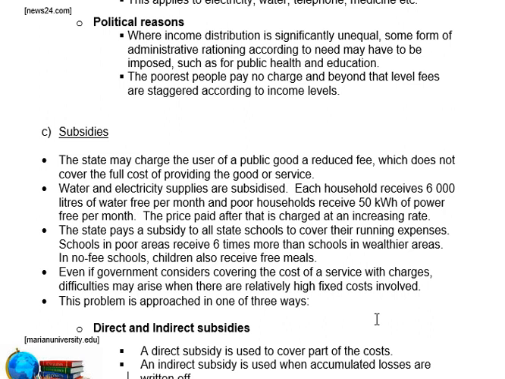Remember, political reasons refers to the government's objectives. One of the government's objectives is to create a redistribution of income, a more fair distribution of income. And they can achieve this through a staggered payment system like this, where wealthier people pay a little bit more than the poor people.